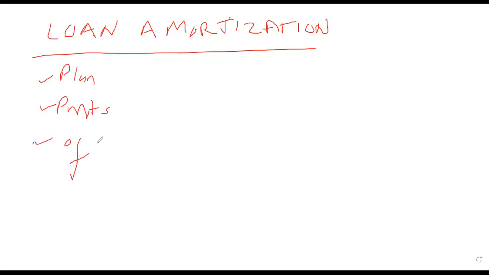So we use what is called the present value annuity factor. And the formula for loan amortization is given by: the amount of loan is equal to the periodic payment times the present value of an annuity. Of course, considering the compoundings.